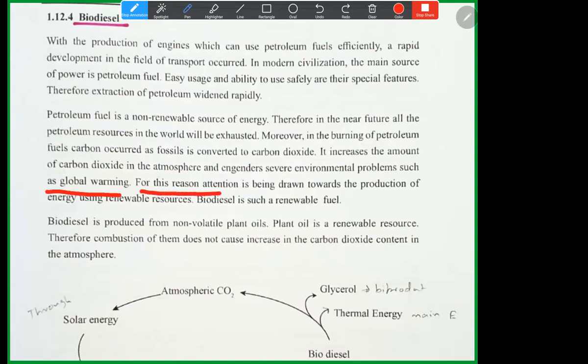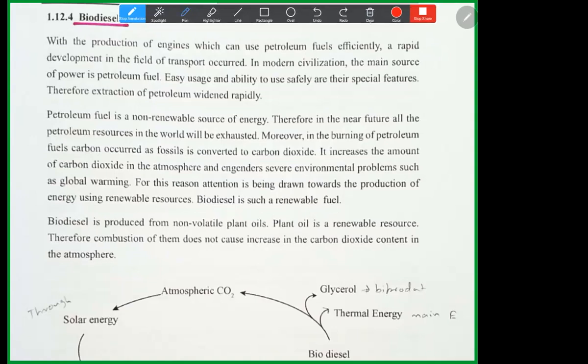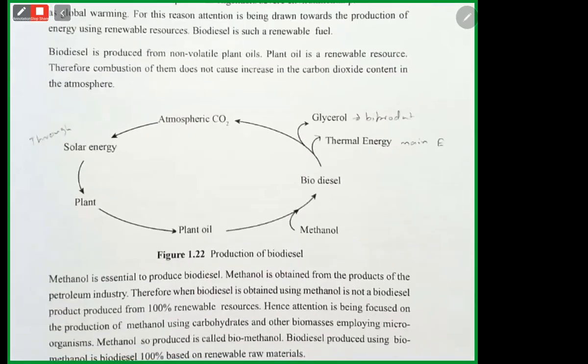For this reason, attention is being drawn towards the production of energy using renewable sources. Biodiesel is such a renewable fuel, though actually it's not truly renewable, because plants are not growing as fast as they are being cut. Biodiesel is produced from non-volatile plant oils. Plant oil is a renewable resource. Therefore, combustion of it does not cause an increase in the carbon dioxide content in the atmosphere. They say so.